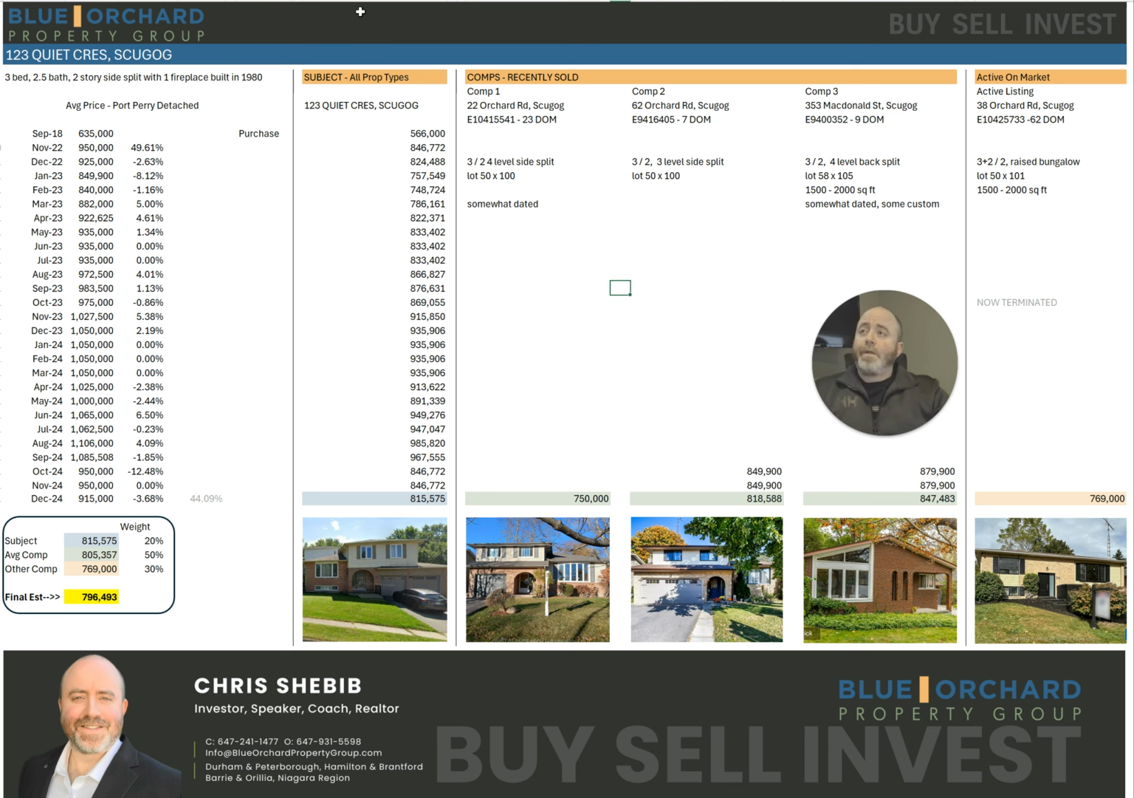Okay, so looking at the subject property, again, purchased in 2018 for $566. With the 49% jump that we have right here, puts it at $846, sorry. And then month-over-month changes mapped as we go down suggest a purchase price, or a sale price, sorry, today of $815. Then we move into recently sold comps.